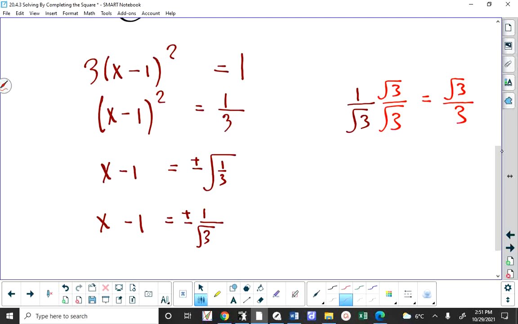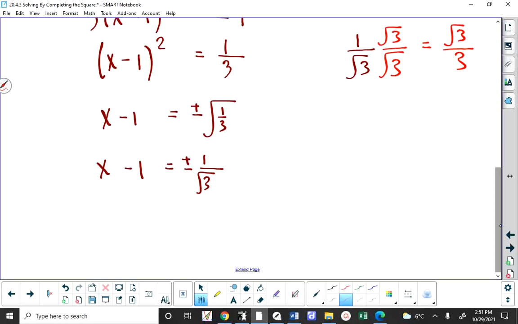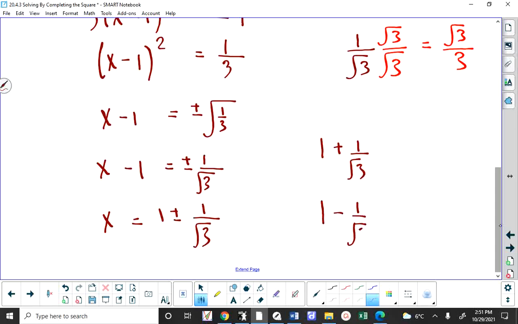I don't think you do this in 10C anymore. Okay, so we don't have to worry about that. We are going to have to in the coming days, but I'll leave it for now. That means x equals 1 plus or minus 1 over the square root of 3. So ignore all this stuff up here. I would have thought you did it in Math 10, but I guess I'm mistaken. So this is our answer: 1 plus or minus 1 over root 3. That means 1 plus 1 over root 3 and 1 minus 1 over root 3 are your two answers.